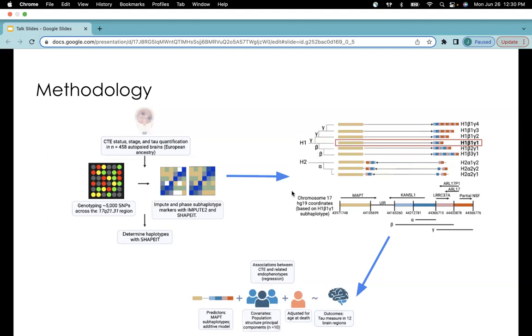The subhaplotypes can be seen here in this figure that was largely based off of work from Boecker et al. in Nature in 2012. And then depending on the determined haplotypes for each individual, we then did association testing between CTE and related endophenotypes and their haplotypes.